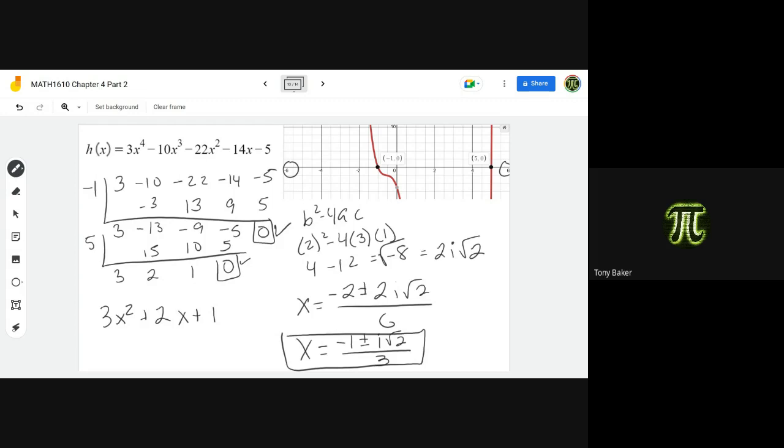Remember, I do the discriminant and simplify that out as much as possible before I plug back into my quadratic formula, because then at that point you really only have one step to deal with, and that's just the simplification.